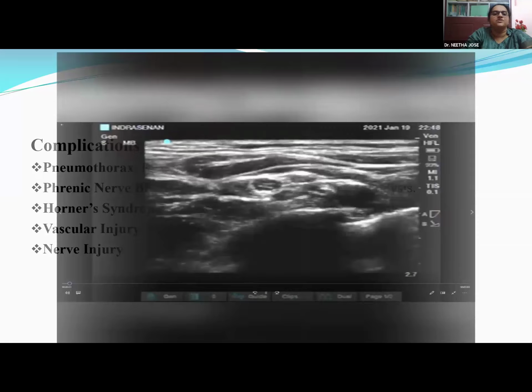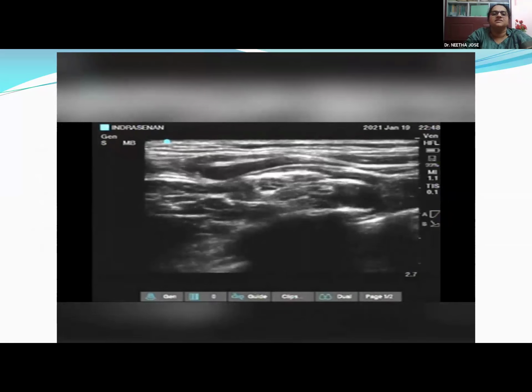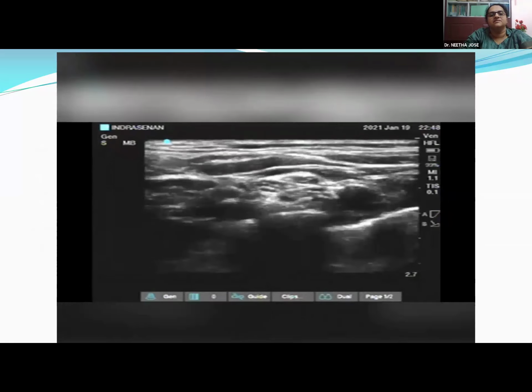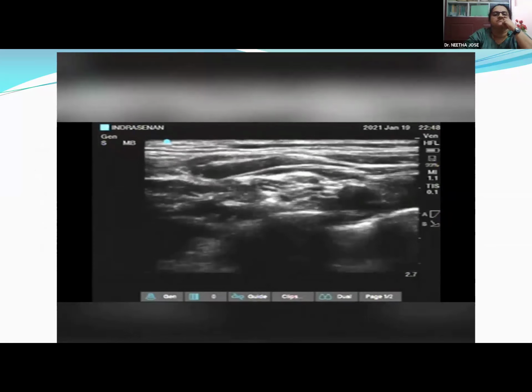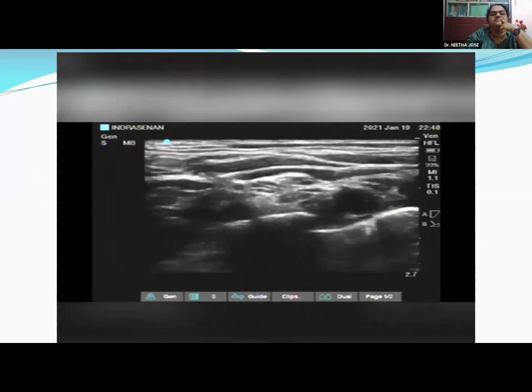This is a video showing the supraclavicular brachial plexus block. This is the subclavian artery. This is the supraclavicular brachial plexus. You can see the needle is coming. First injection is at the ulnar pocket, that is between the subclavian artery and the first rib.